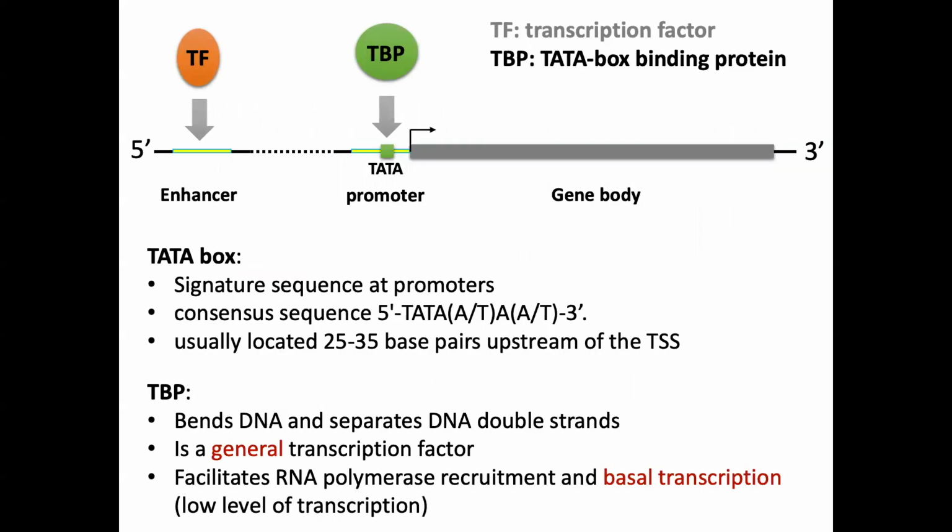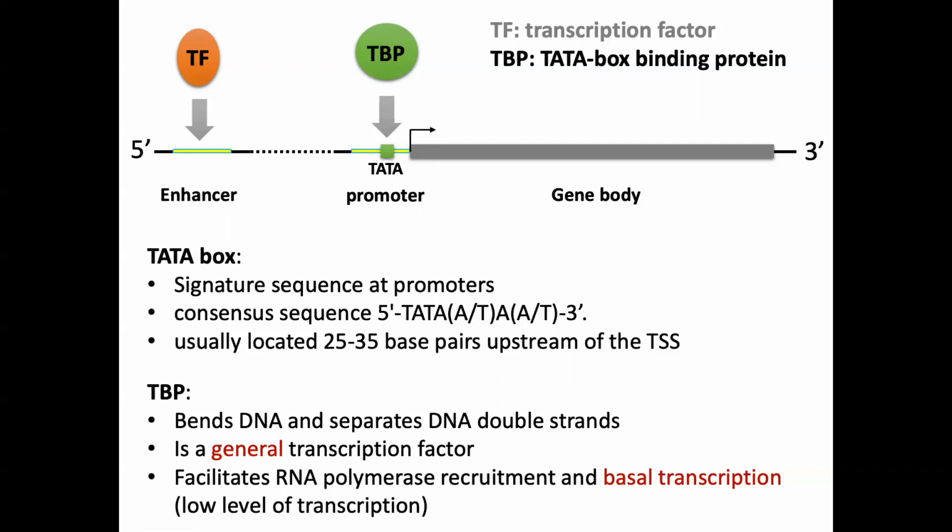So what is so special about promoters? One feature of a promoter is that it contains a specific DNA sequence called a TATA box. It is located about 25 to 35 base pairs upstream of the transcription starting site. The transcription starting site is shown here as an arrow, and the TATA box has a consensus sequence that contains TATA. So that's where the name TATA box comes from.